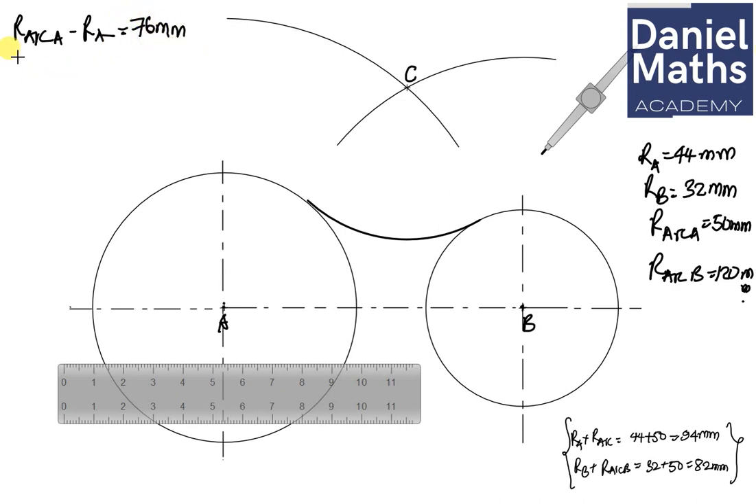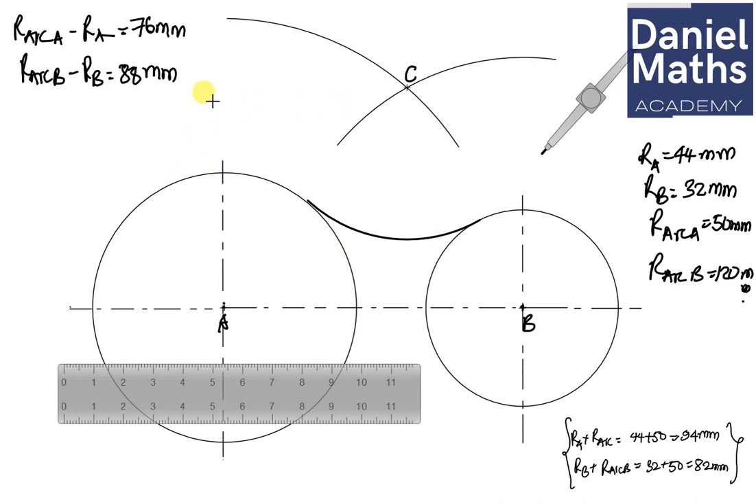Okay, so for the second one, we're going to have the radius of arc B minus radius of B. A radius of B was given to us here as 32. And radius of our arc, so that's going to be 120 minus 32. And that gives us 88 millimeter. So these are the two radii to which I'm going to draw now using the arc.